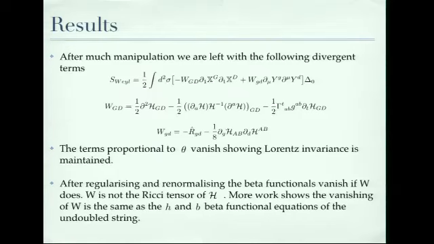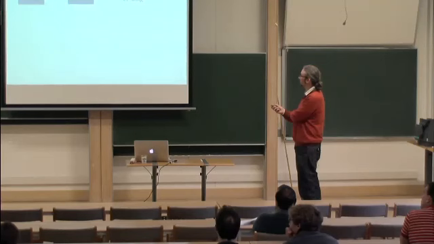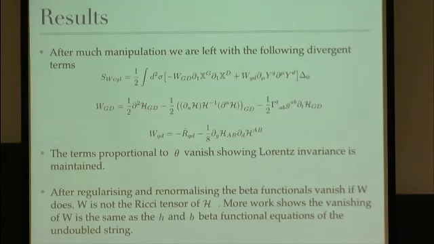Is W a tensor? Well, it's an O(D,D) tensor, I think, on the fiber. Normally, in the undoubled case, you have the Ricci tensor, so in the ordinary case, the Ricci tensor would come out here, but this isn't the Ricci tensor of this metric H.